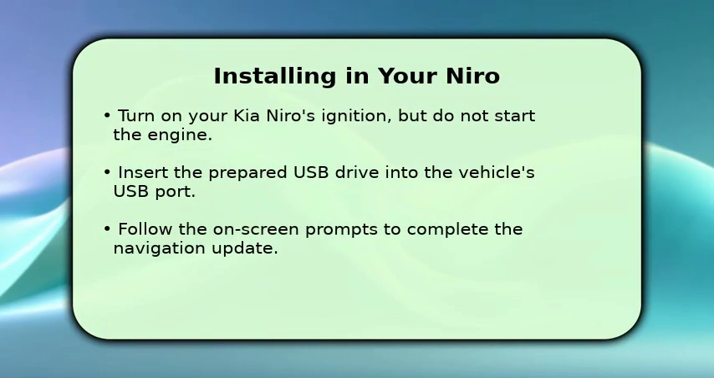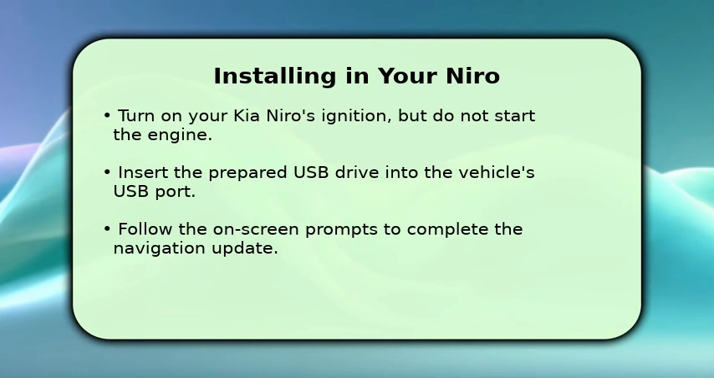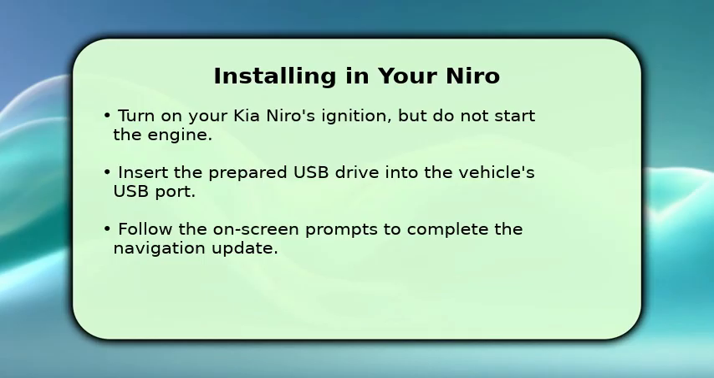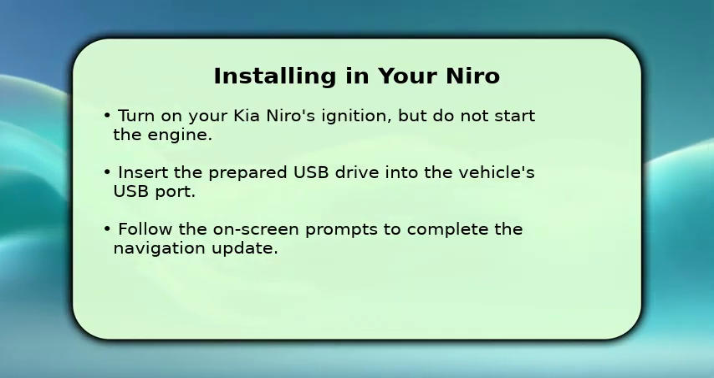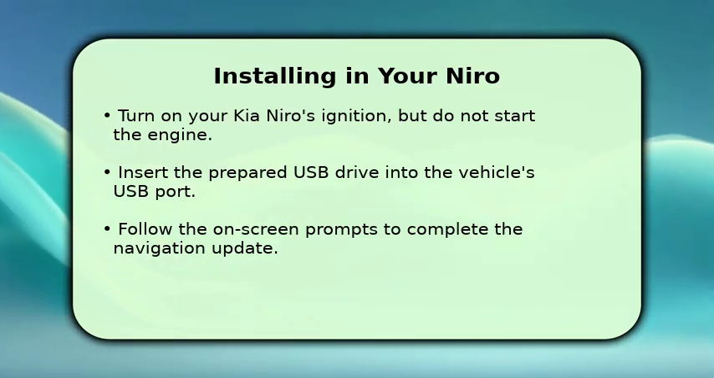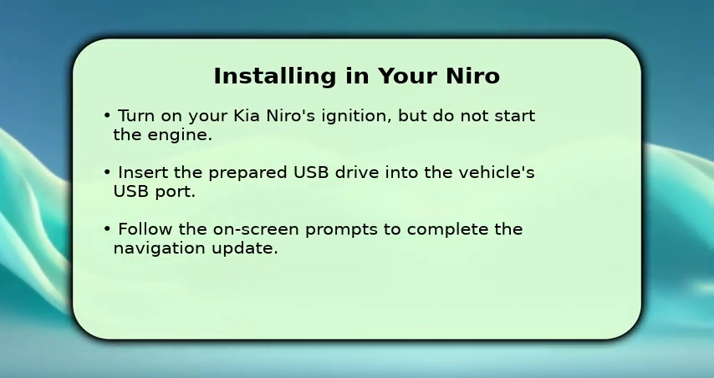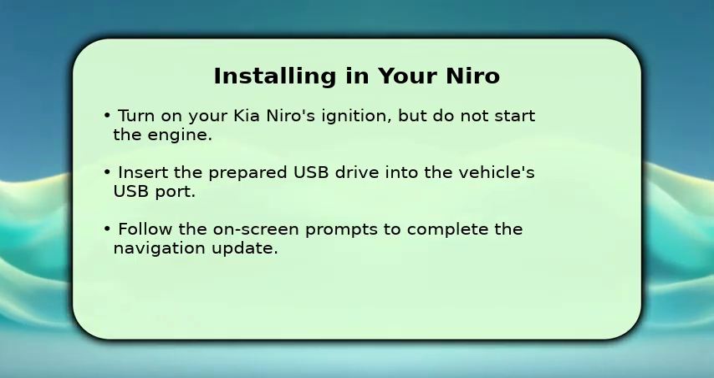With the USB drive prepared, head to your Kia Niro. Turn on the ignition, but keep the engine off. This provides power to the infotainment system without running the engine unnecessarily. Insert the USB drive into the vehicle's dedicated USB port. Your Niro system should automatically detect the update. Simply follow the on-screen prompts to initiate and complete the navigation system update. It's a straightforward process once the USB is ready.